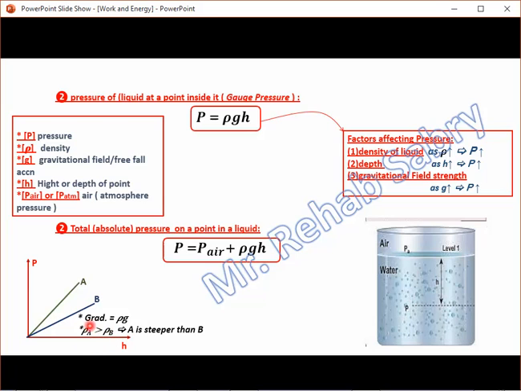So you want to say that the gradient here is more? Yes. When the gradient is more, and the gradient equals rho g, and g is 10 if we are on the ground or close to the ground, so it's constant in the same place. So which one of these two liquids has more density? In fact, A has more density because it's steeper than B.